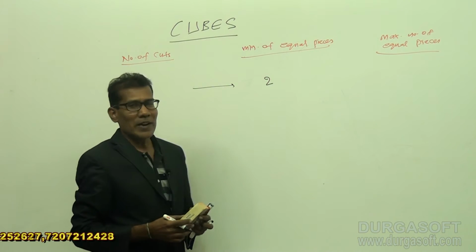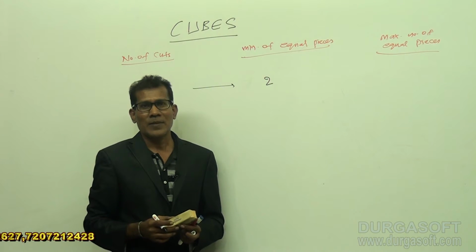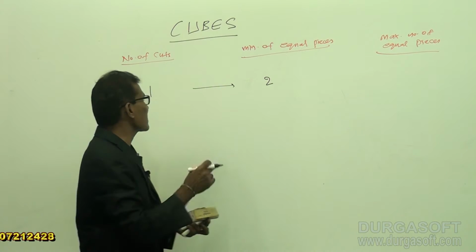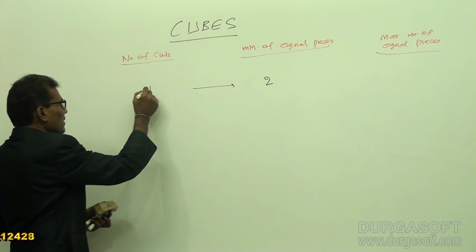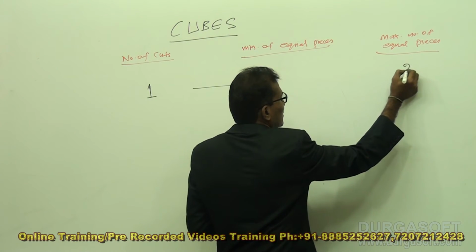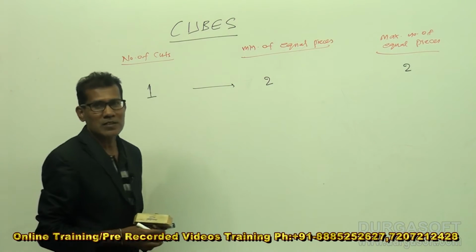And what's the maximum number of equal pieces? However you cut, you are going to get just 2 pieces by using a single cut. Number of cuts is 1, then you will get only 2 pieces. It may be minimum or maximum, so the maximum number of pieces is also 2.